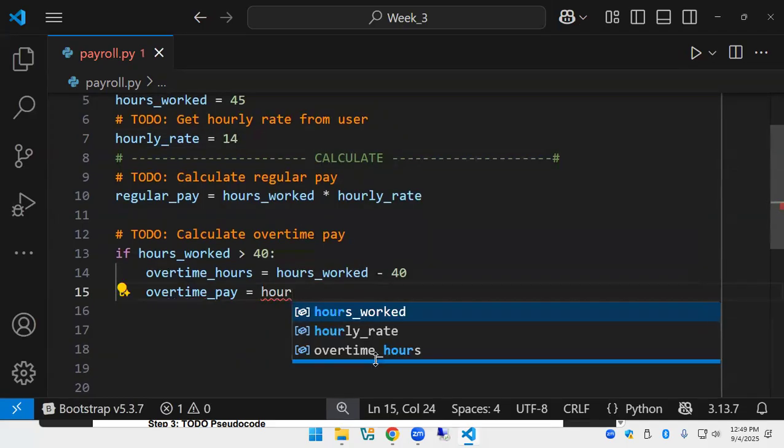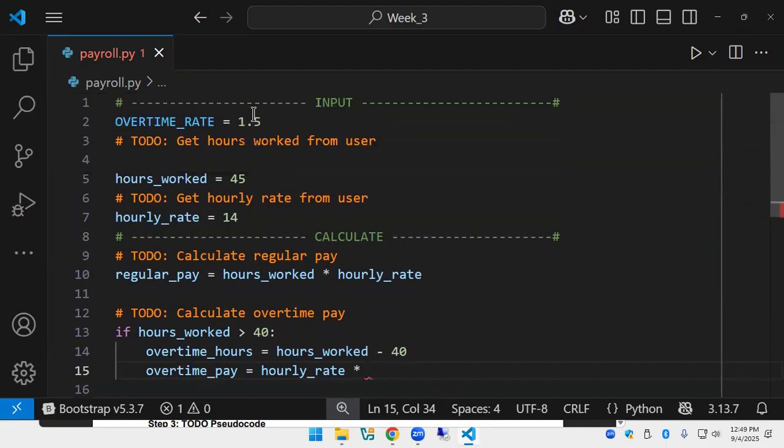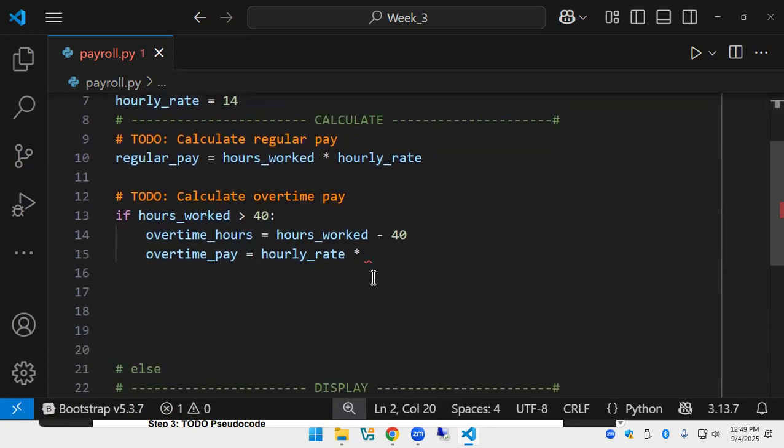So hourly rate, whoops, wait, times, no, because we already paid from the hourly rate, I thought. The regular pay. You're correct. So shouldn't we just add the hourly rate times the hours, overtime hours times the overtime rate? Okay, but don't we need to account for the hours? Well, we have 5 hours.